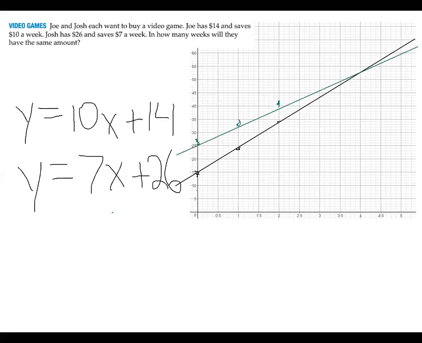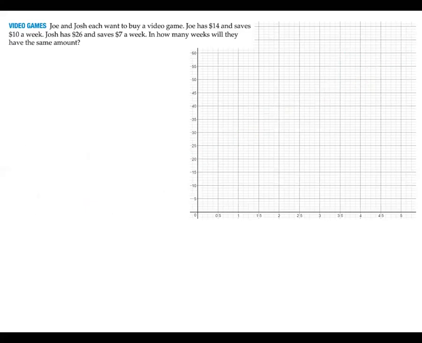And you see where they intersect right here. And that's at about 4 weeks. So at about 4 weeks, they'll have the same amount of money. And if you plug in 4 for both of these, you'd have 40 plus 14, which would be 54. And you plug in 4 here, you would get 28 plus 26, which is, again, 54. So they'll have the same amount after 4 weeks, and that same amount will be $54.